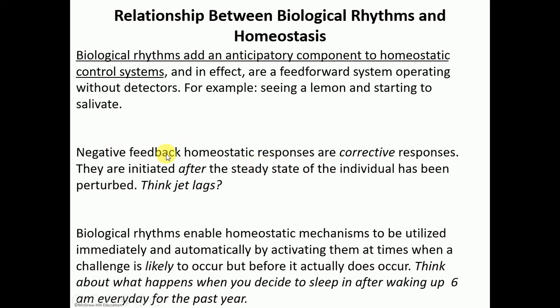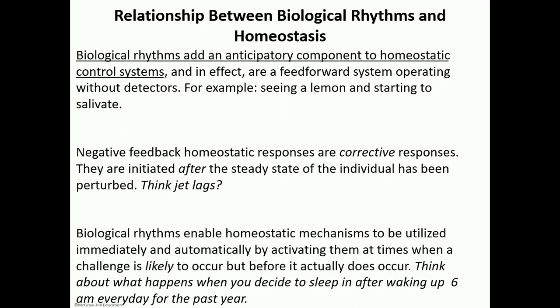Going back to that anticipatory effect, if you're used to waking up every single day at 6 o'clock in the morning for the past 10 years, and then you decide to take a day off and sleep in, you turn off your alarm, guess what's going to happen? You're going to wake up at 6 a.m., because your body is already adjusted. You already have that internal alarm in you that is going to wake you up at 6.